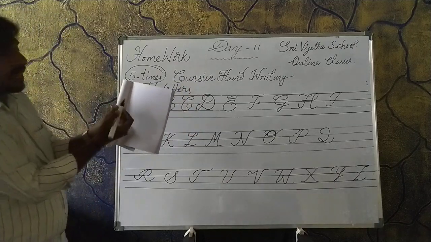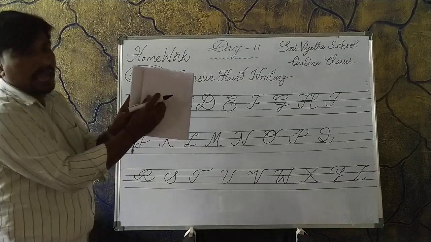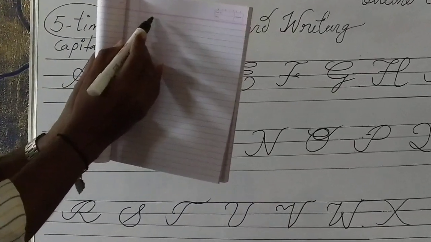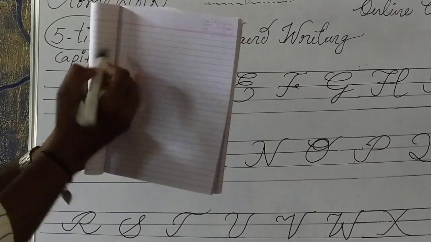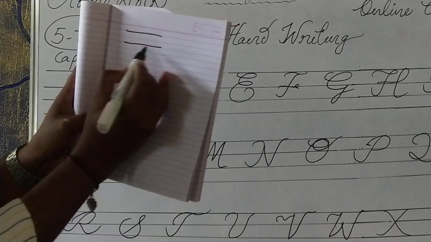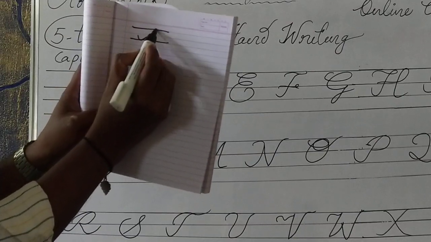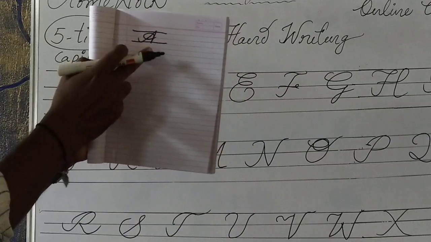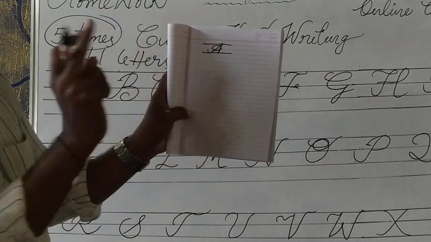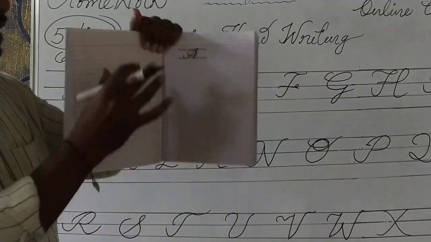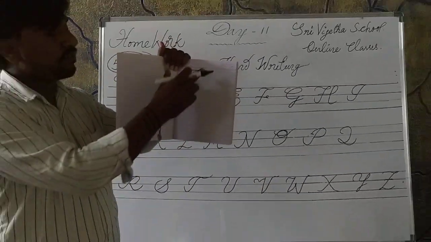You can make the letters between 2 lines here. Actually, you are seeing the lines here: the first line, the second line. You can make the letters between 2 lines. Okay, I show you. I take a line here, first and second, and make them like A. So practice it like this. Okay. Thank you.